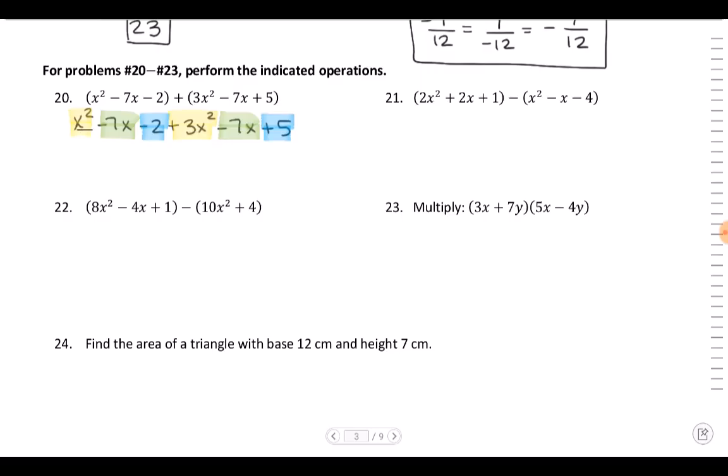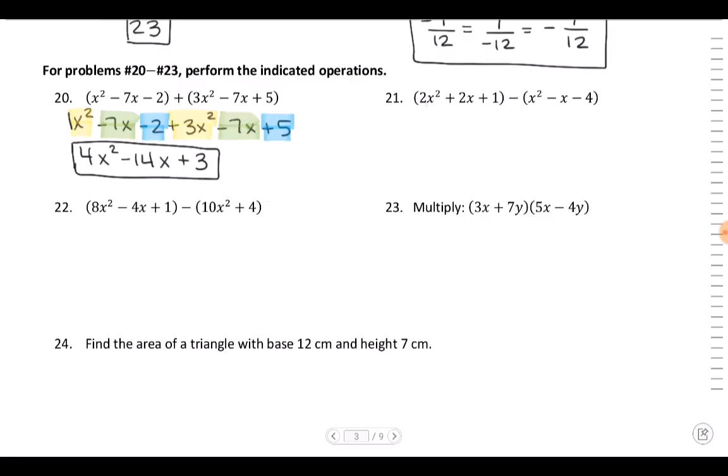So for my x squareds, you'll notice that this has a coefficient that is not explicitly written, but we can put a 1 in front of that if we like. So I have 1x squared plus 3 more x squareds. So altogether, I have 4x squareds. Okay? Then I have a negative 7x and another negative 7x. So altogether, I have negative 14 x's. And then last, we have negative 2 and positive 5, which adds up to positive 3. So 4x squared minus 14x plus 3 would be my final answer. And those are all not like terms, so I can't combine any more than that.